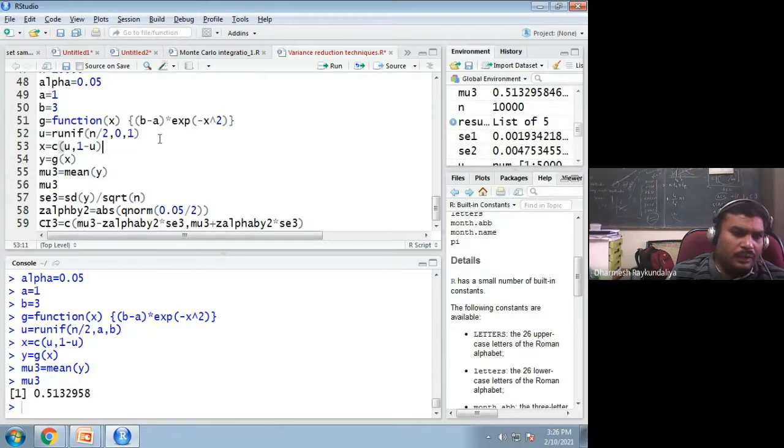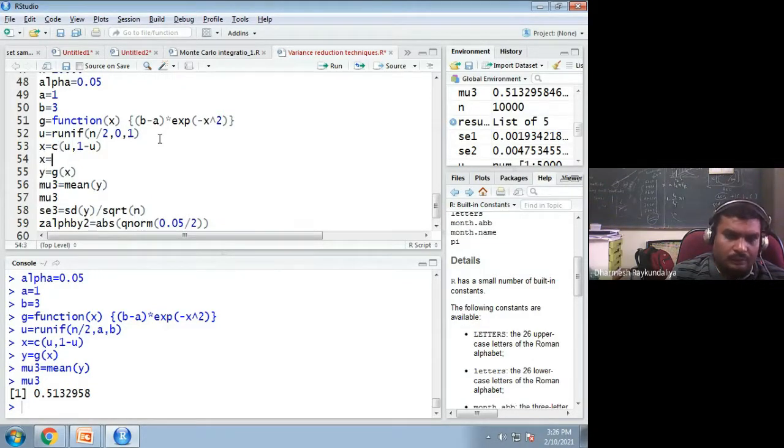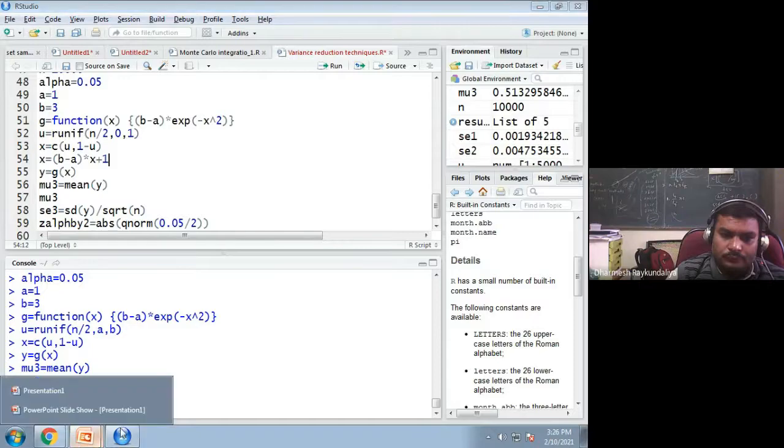उसके बाद मैं क्या करूंगा, x जो लिख रहा हूं, और x आ गया. अब x में मैं क्या करूंगा, b minus a into x plus 1. क्यों, why I have done this?